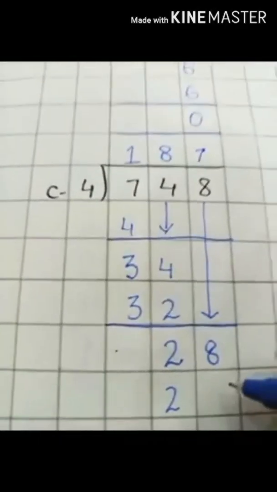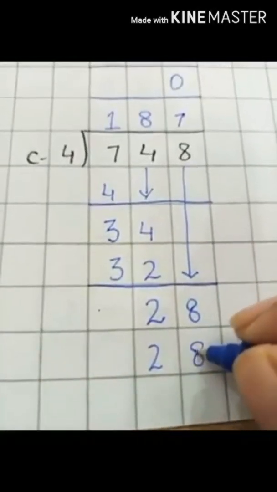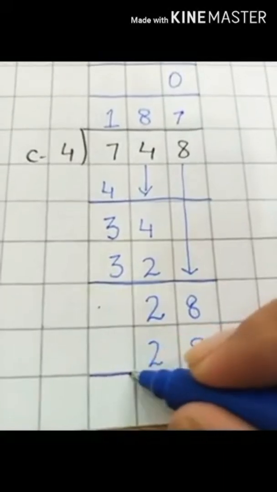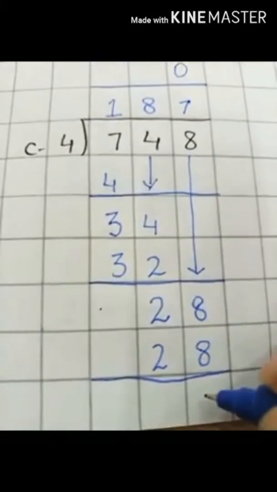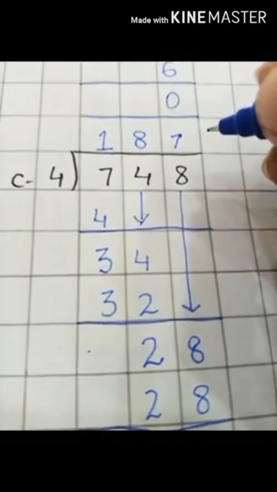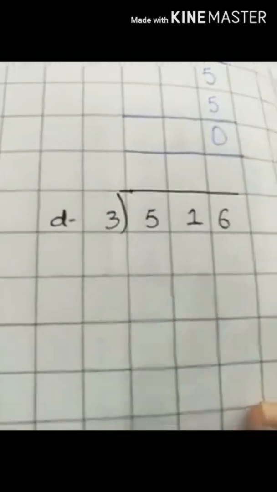Here I am writing my number 28 beneath the dividend. Now 28 minus 28 is 0, which means that we have completed our question, and our quotient is 187. Next is part D. So students, look at this and compare the first digits, 3 with the 5.